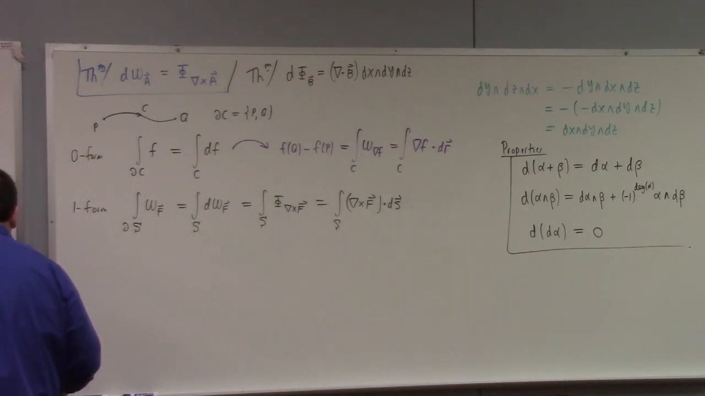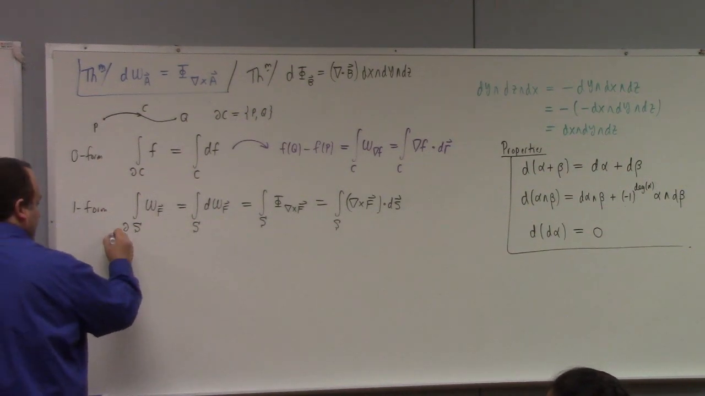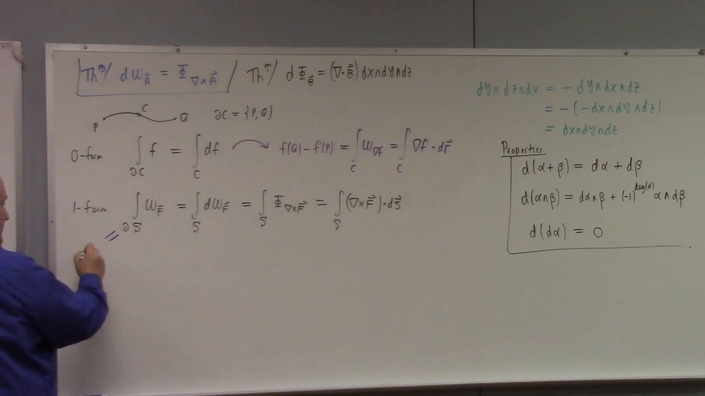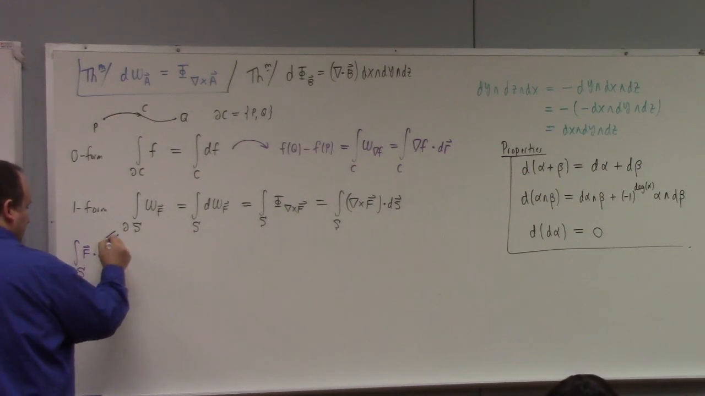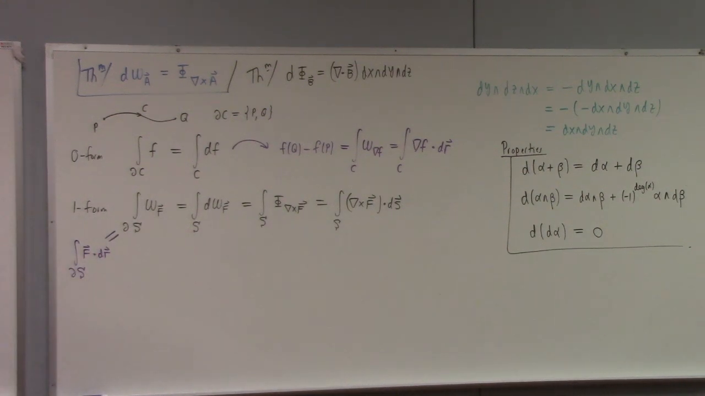If you allow me this short manga-style calculation here, this is exactly the integral over the boundary of the surface of the vector field. It's the line integral around the boundary. And that is the usual Stokes theorem. Do you see it? The integral around the boundary of a vector field is equal to the flux of the curl over the surface.